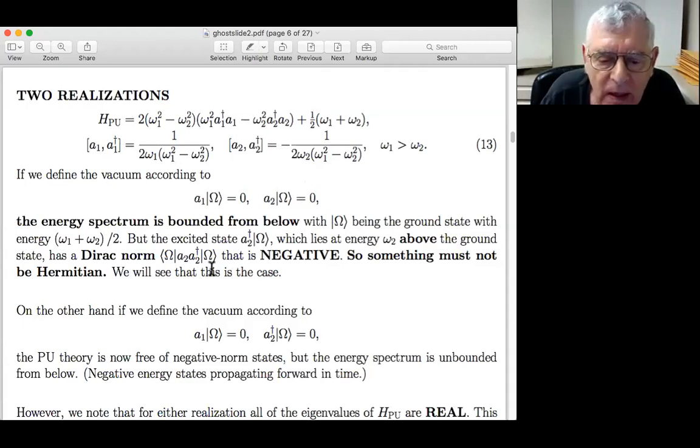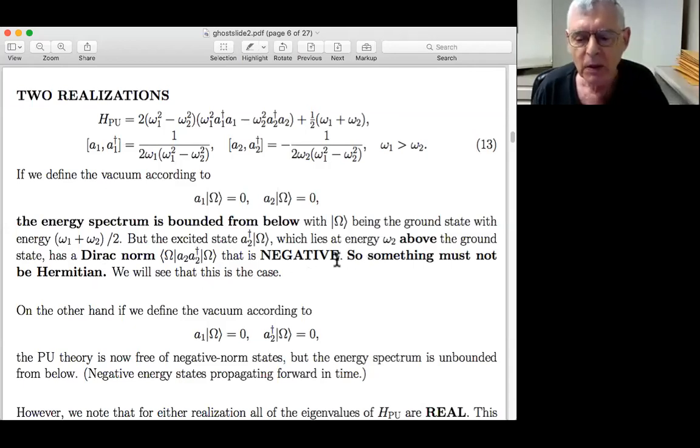Something's gone wrong. This expression cannot possibly be negative because it's a modulus squared, unless this dagger does not in fact mean Hermitian. So for this to be the case, something must not be Hermitian, and we will see in a moment that this is the case.